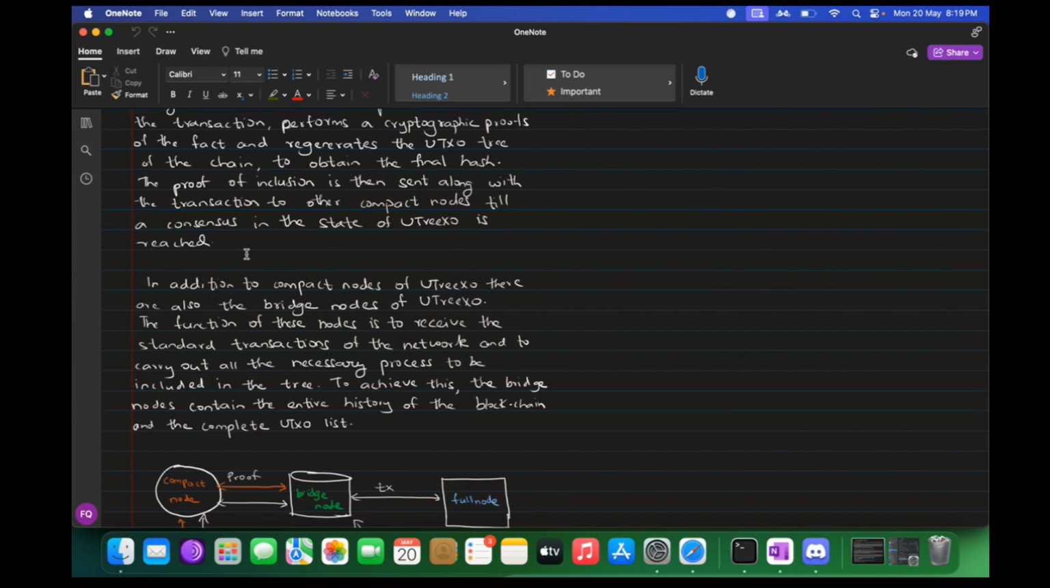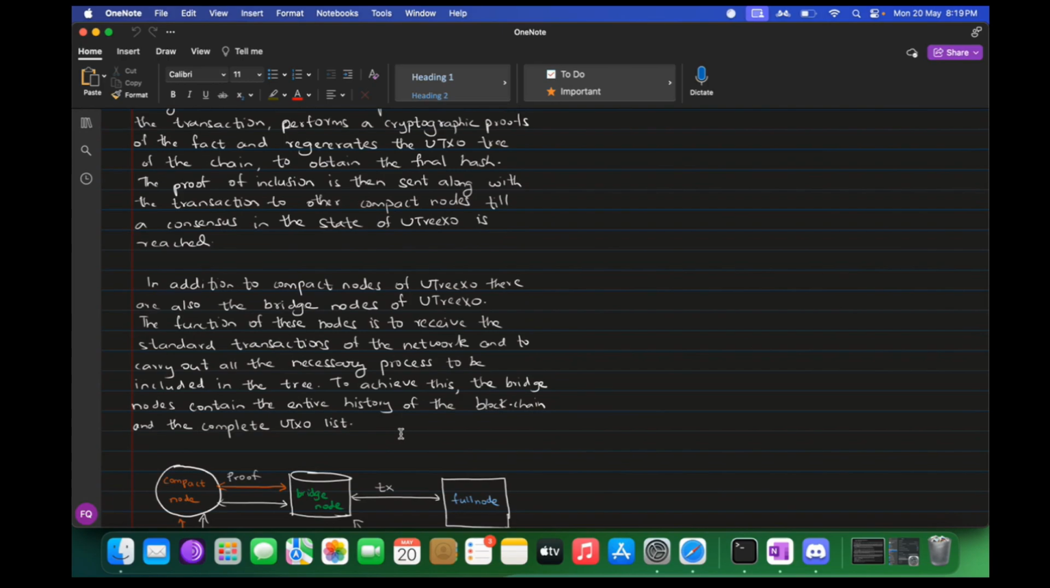Now, apart from compact nodes, we also have bridge nodes. What do bridge nodes do? In addition to compact nodes of UTreeXO, there are also the bridge nodes of UTreeXO. The function of these nodes is to receive the standard transactions of the network and to carry out all the necessary process to be included in the tree. To achieve this, the bridge nodes contain the entire history of the blockchain and the complete UTXO list.